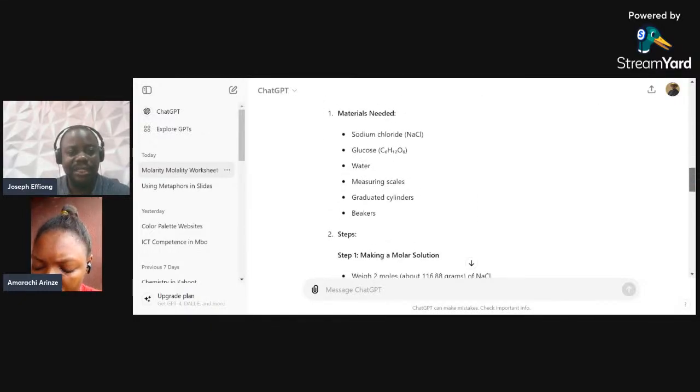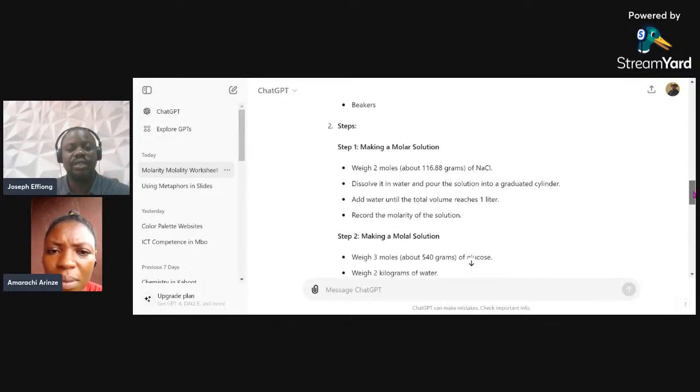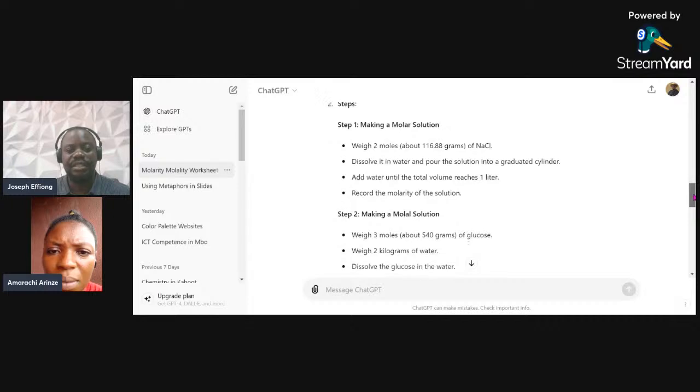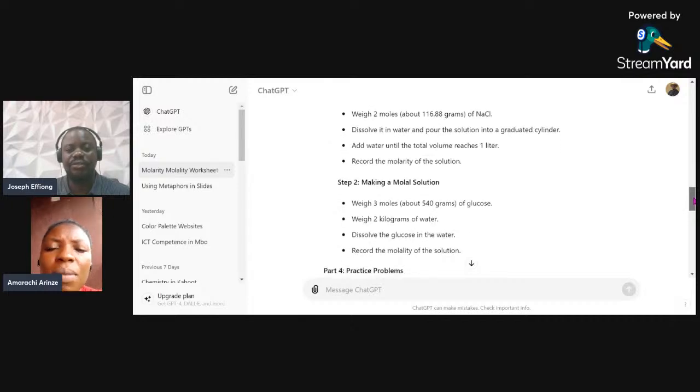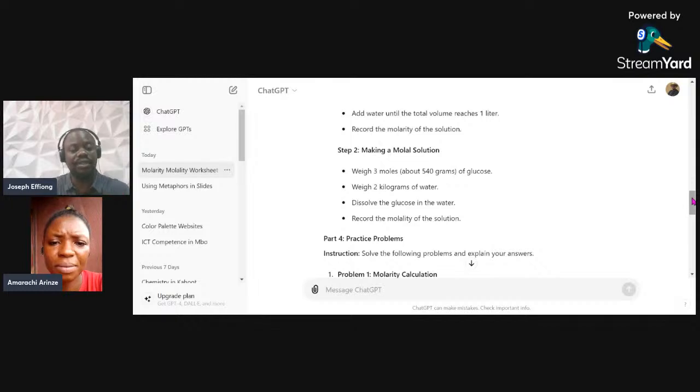He is suggesting materials you need for the hands-on activity: sodium chloride, glucose, water, measuring scales, graduated cylinders, beakers. Step two, making a molar solution: weigh 2 moles, dissolve it in water and pour the solution into a graduated cylinder. Does all of this go in line with the explanation that the student would likely see when they are introduced to that topic? It does. Yes, absolutely.